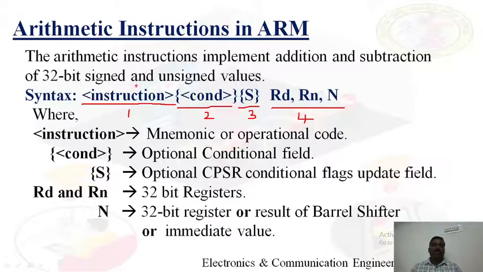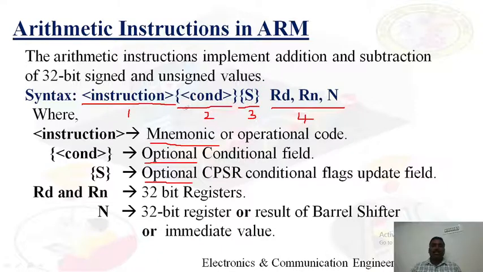The first one is mandatory, that is the instruction field, which represents the actual operation, and it can be represented with any of the mnemonics like ADD, SUB, and so on. Then the second and third fields are enclosed between curly brackets, indicating that they are optional. It means these fields are inserted wherever necessary. And if these two fields are omitted, the instruction will not check any condition or update any status.